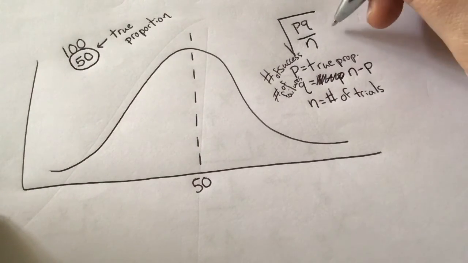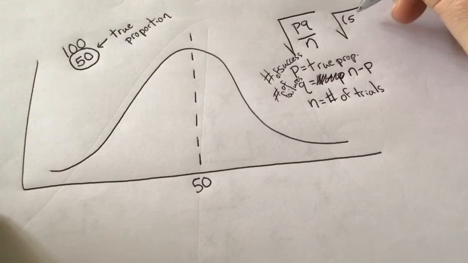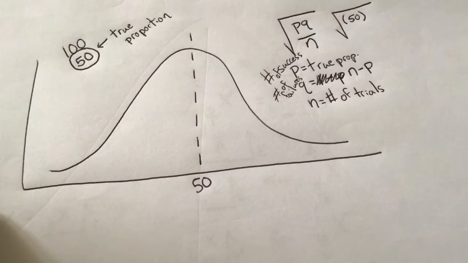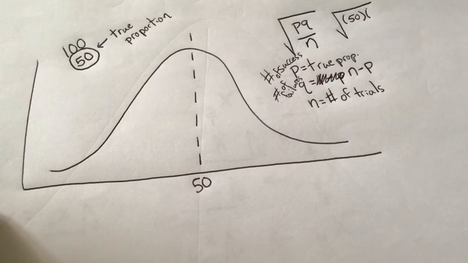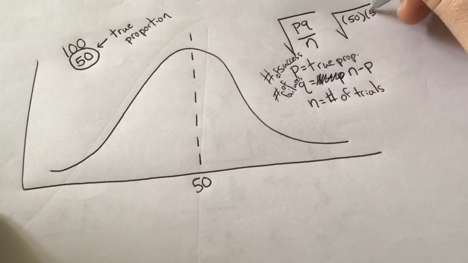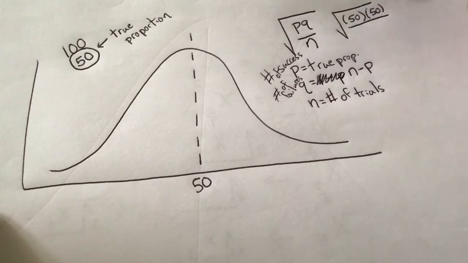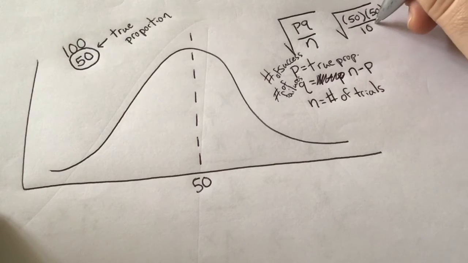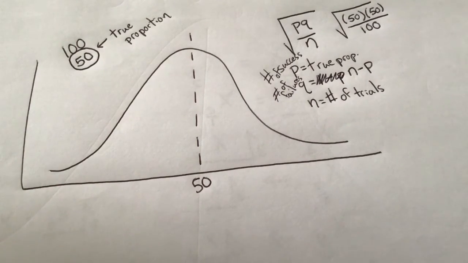So we have 50 successes we're expecting, the true proportion, Q being the number of failures, in this case 50, and then N being the number of trials, 100, then we can determine the sampling error.